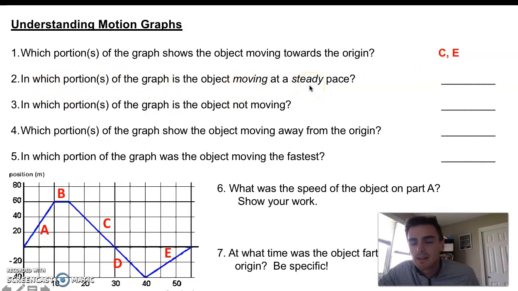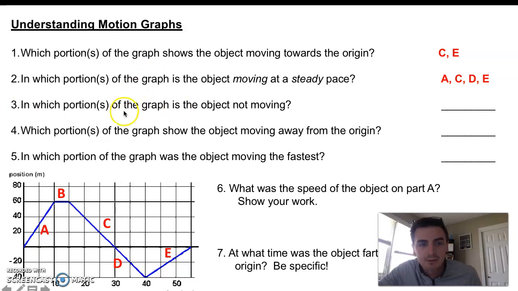Moving on now, it says, in which portion of the graph is the object moving at a steady pace? Steady just means it's staying nice and even and it's not changing. So actually, A is moving, C is moving, D is moving, and at part E, they're all moving at a steady pace because the lines are straight. The only part of the graph it's not moving is part B, because it starts at 60 meters away and it ends at 60 meters away. And what that means is it didn't move at all. So the second one would be every part of the graph except portion B.